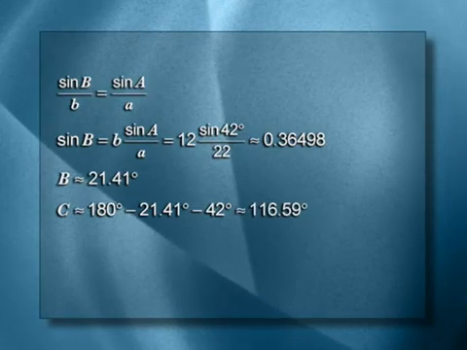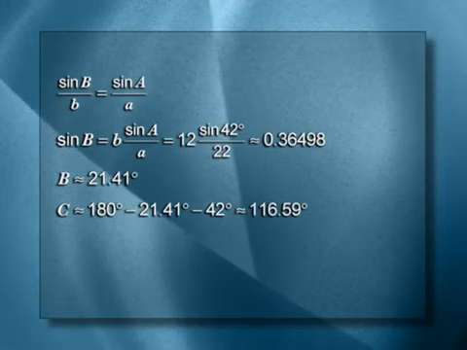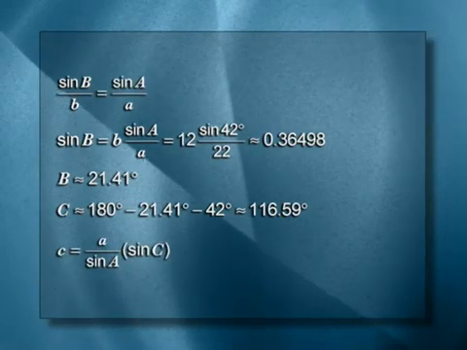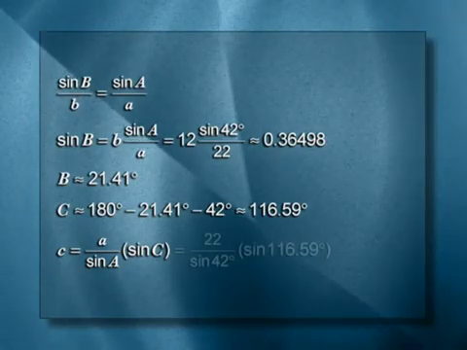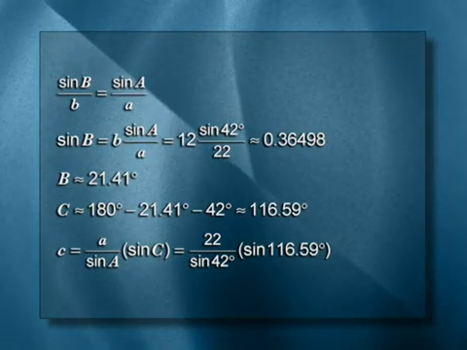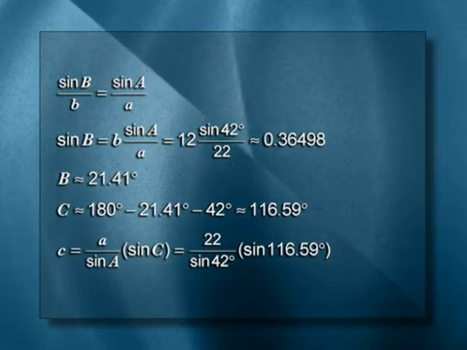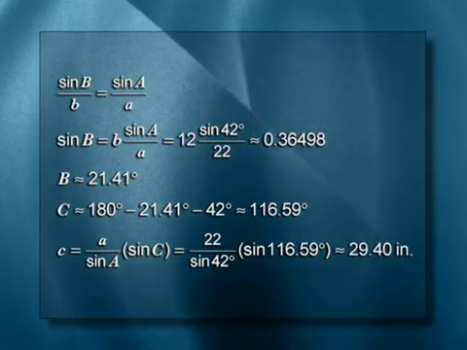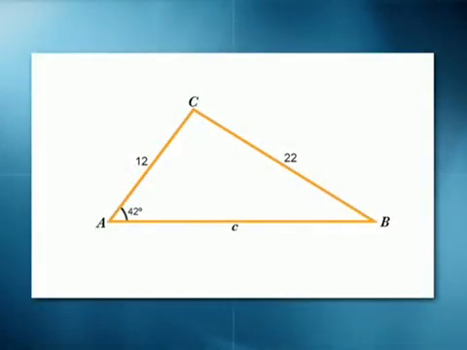And then angle C would be the difference of the two known angles, 180 minus 21.41 minus 42. So C's a large angle, 116.59 degrees. And finally, the only missing character is side c, a over sine A times sine C. Plug in those numbers. I think you're getting the picture. 22 divided by sine 42 times sine of 116.59, and that yields about 29.40. So you see in the picture again, C is the largest angle, and the side opposite, of course, is the largest.